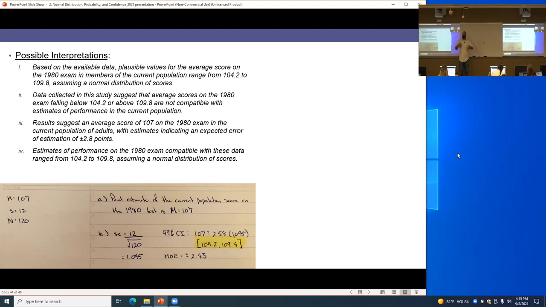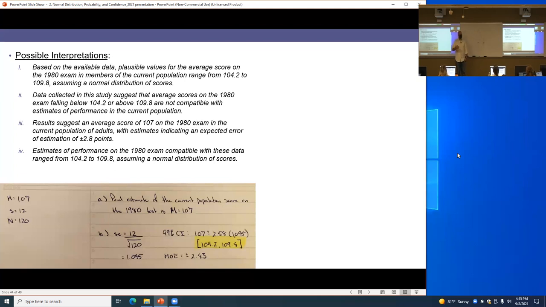You see what I'm trying to do here is give you different ways of talking about this, all equally valid, but just changing it around a little bit so it's not the same thing over and over. Results suggest an average score of 107 on the 1980s exam in the current population of adults, with estimates indicating expected error of estimation plus or minus 2.8. Okay. Estimates of performance compatible with these data range from 104.2 to 109.8, assuming a normal distribution of scores.